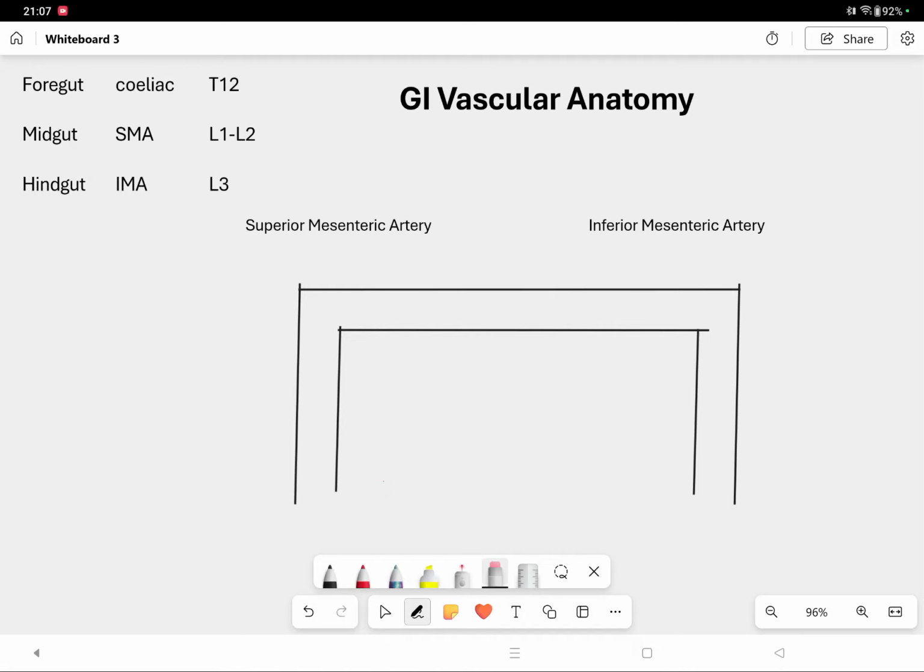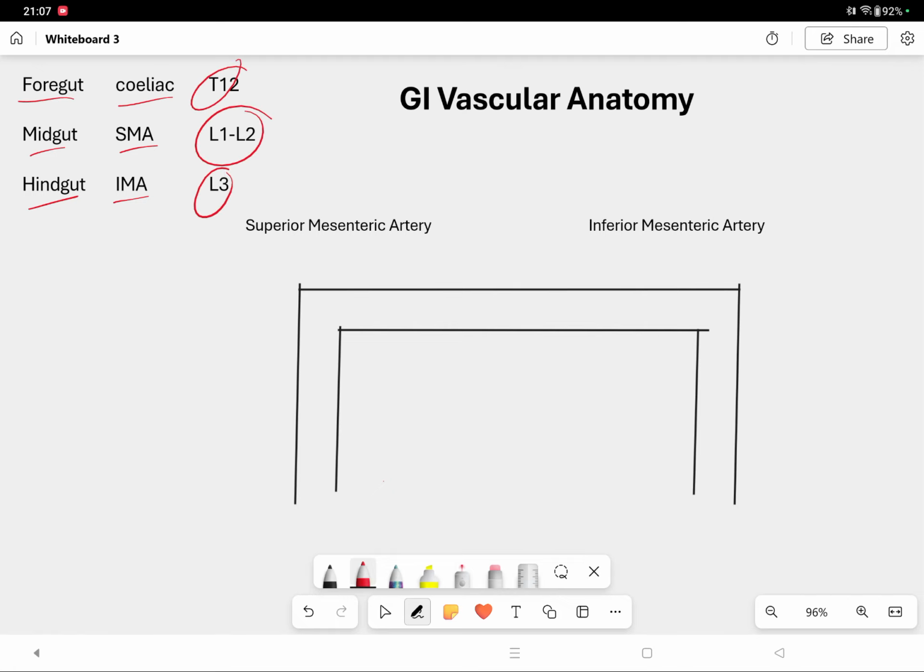Okay guys, GI and vascular anatomy. So very briefly, let's just appreciate the fact that we've got the foregut, midgut, hindgut, each supplied by the celiac artery, the superior mesenteric artery and the inferior mesenteric artery. Appreciate the vertebral levels of each of those. We need to know that.